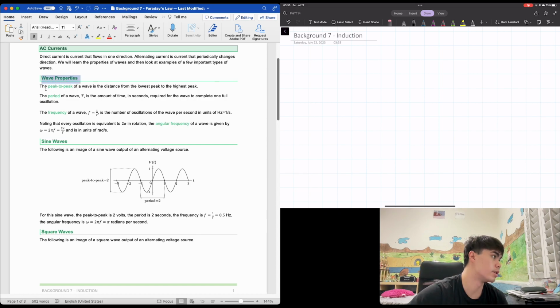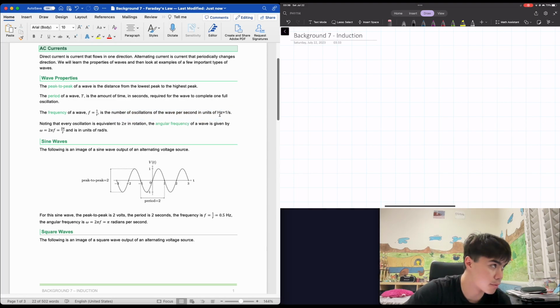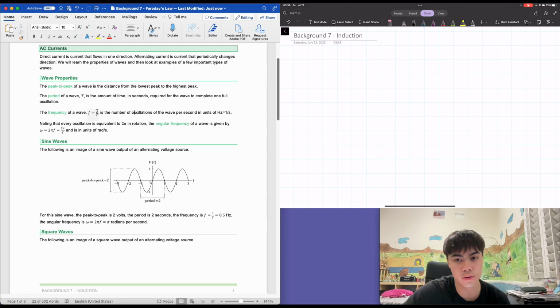So wave properties. Peak to peak of a wave is the distance from the lowest peak to the highest peak. The period of a wave is the amount of time in seconds required for the wave to complete one full oscillation. The frequency of a wave is the number of oscillations of the wave per second. The units of this is hertz, and it can be found by 1 over the period. And then the angular frequency of a wave is 2 pi times the frequency.